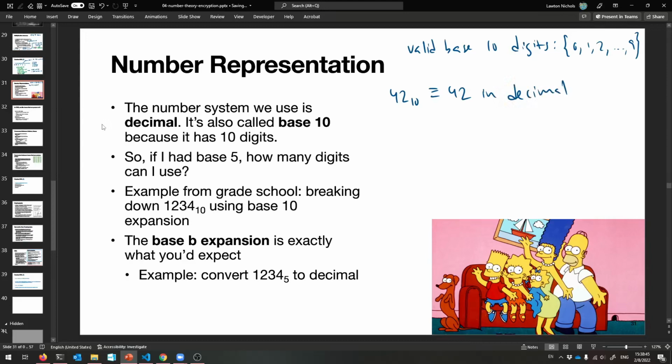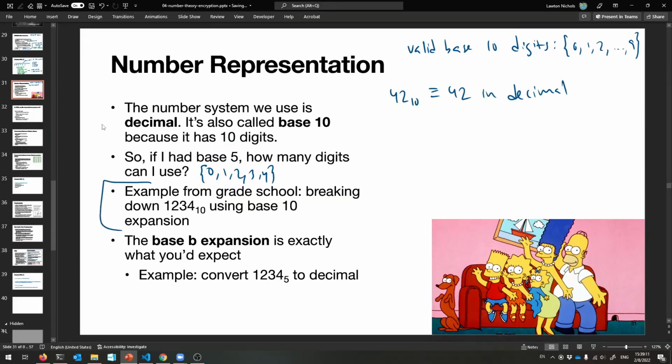Fancy. And so if I was using base 5 numbers, how many digits then am I allowed to use? What are my numbers made up of? Well, you only get 5 digits, right? So it's going to end up being 0, 1, 2, 3, and 4 are the only digits you can use to make base 5 numbers, which is weird to think about, okay? And let me show you how to convert any number in any base back to decimal.